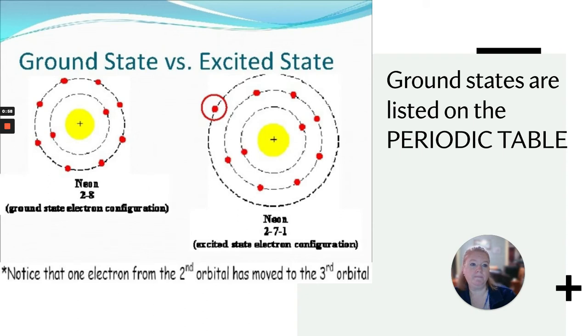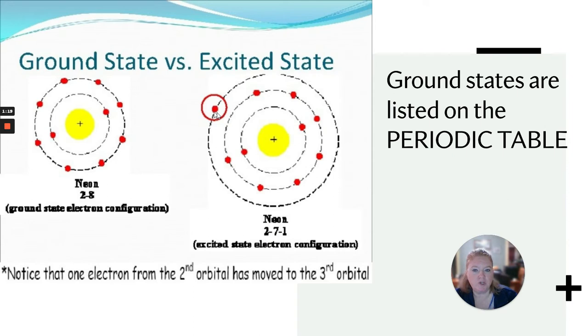Okay, so ground states are listed on the periodic table. Here's an example with neon, so let's just look at it. On the periodic table, it says for neon's electron configuration 2-8. So 2 electrons in energy level number 1 and 8 in energy level number 2.